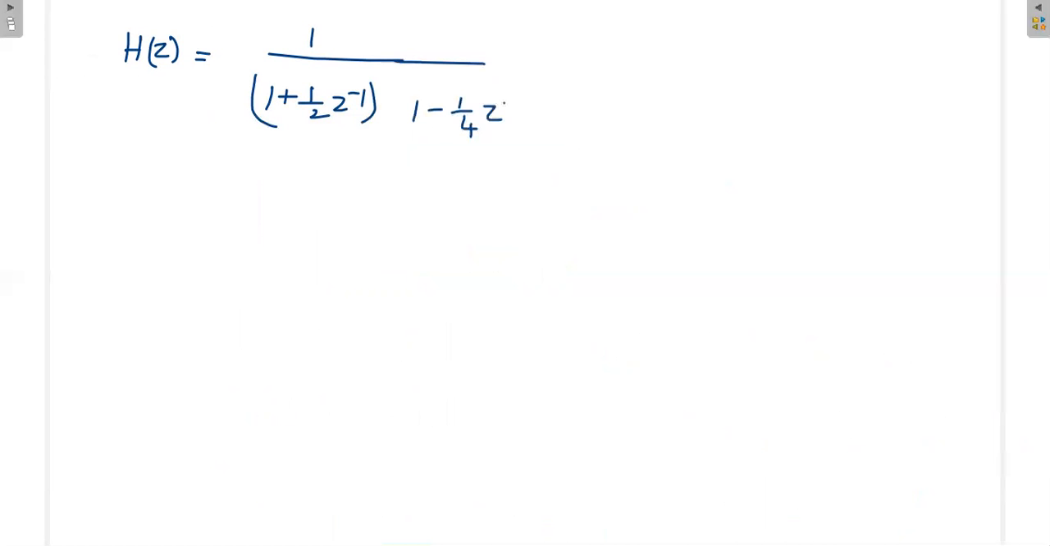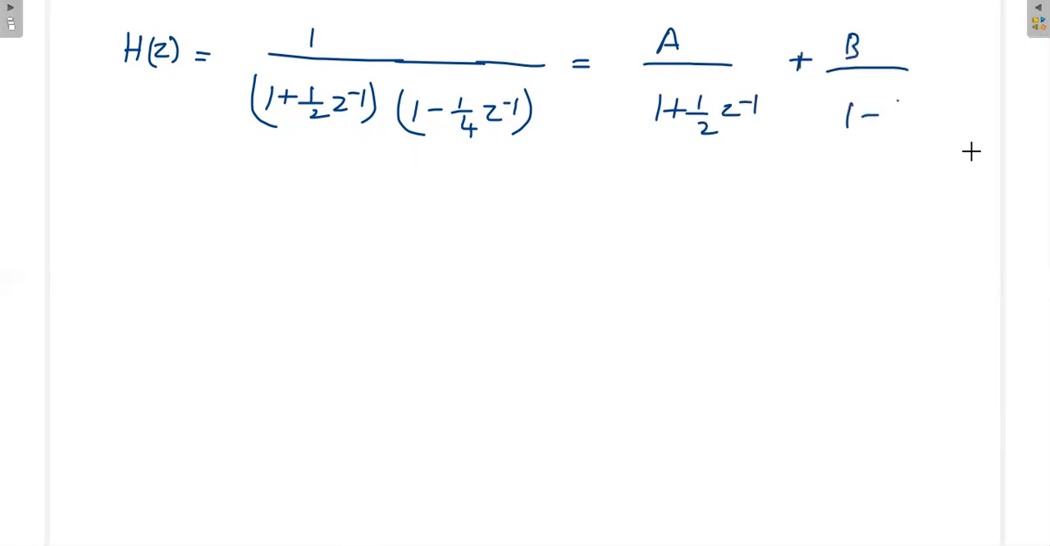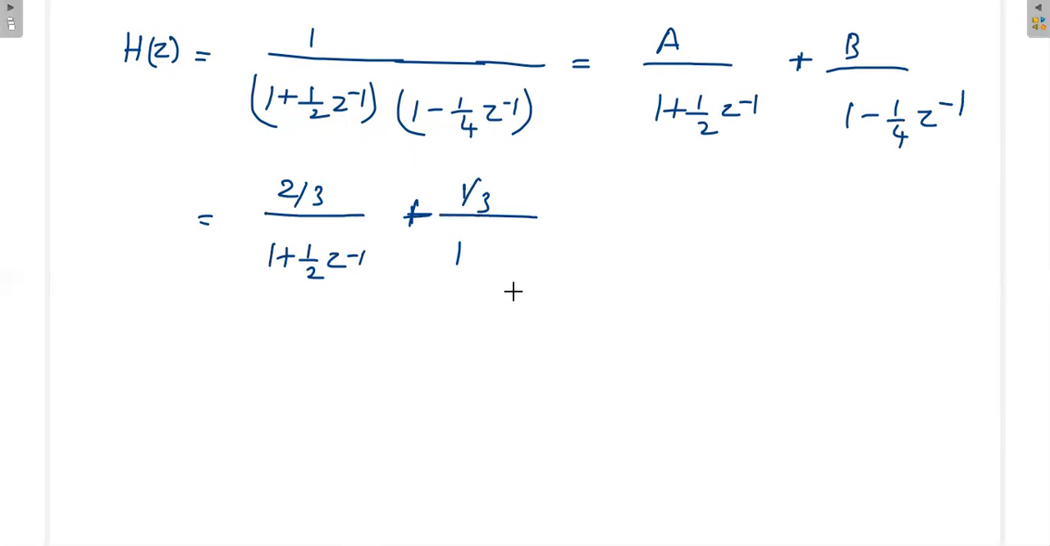So h of z is equal to 1 by (1 plus 2 z inverse)(1 minus 4 z inverse). We know the partial fraction: A by 1 plus 1 by 2 z inverse, plus B by 1 minus 1 by 4 z inverse. Just apply the partial fraction. I'm writing the result directly. A value is 2 by 3, 1 plus 1 by 2 z inverse. B value is 1 by 3, 1 minus 4 z inverse.